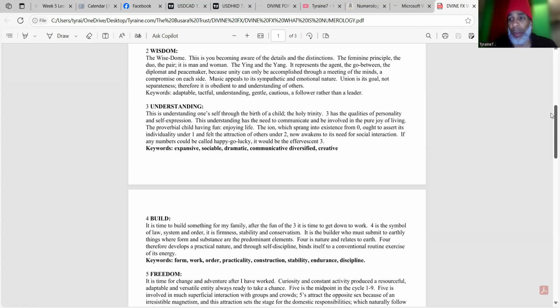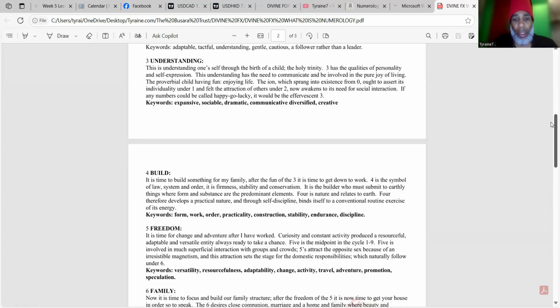A lot of rappers are number threes. I've looked at a lot of rappers and I look at their numbers. Got quite a bit of three rappers.